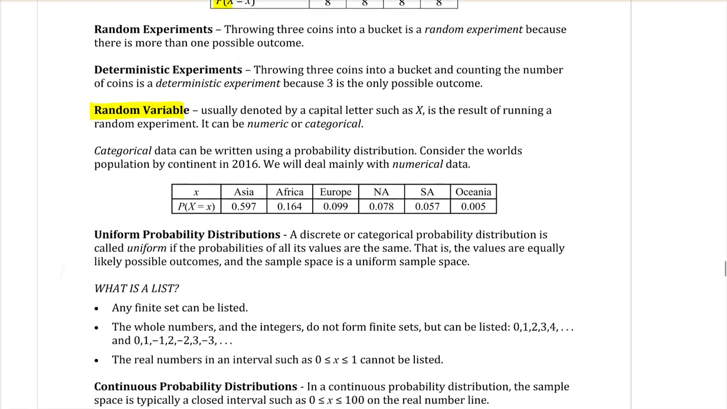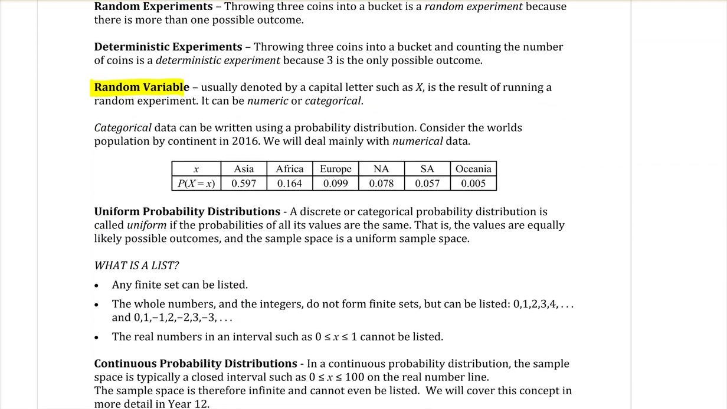Uniform probability distributions. A discrete or categorical probability distribution is called uniform if the probabilities of all of the values are the same. Okay, so maybe keep that, I'm highlighting that word uniform. If all the probabilities come out the same, that would be the word that you would use to describe it. That is, the values are equally likely possible outcomes and the sample space is a uniform sample space.